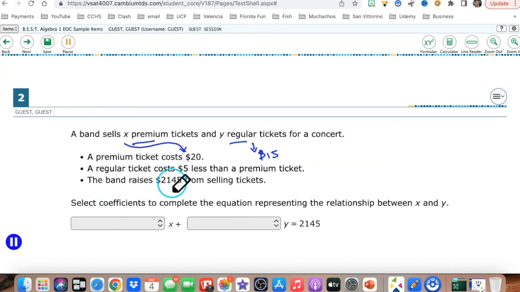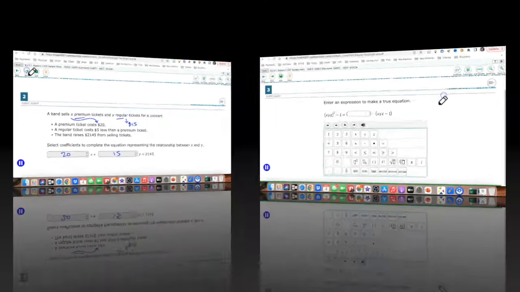The band raises this amount of money from selling tickets. Select coefficients to complete the equation representing the relationship between X and Y. X is premium, Y is regular. The premium is 20, regular is 5 less. So the price times the number of tickets for premium, plus the price times the number of tickets for regular, equals the total amount. Let's go next.